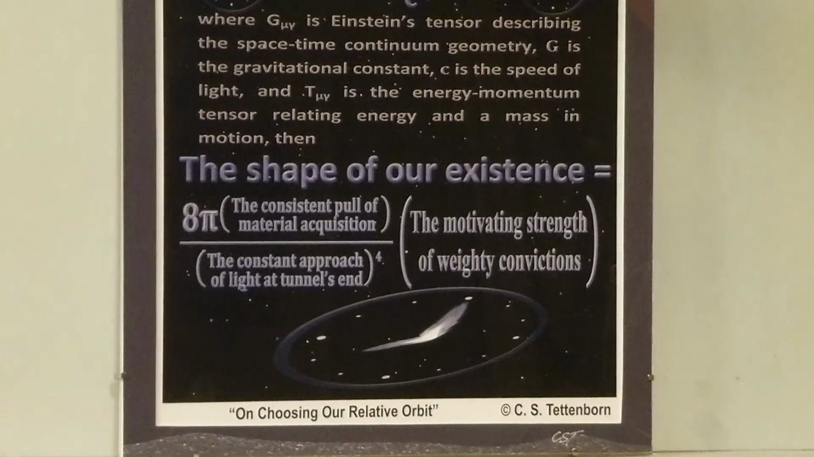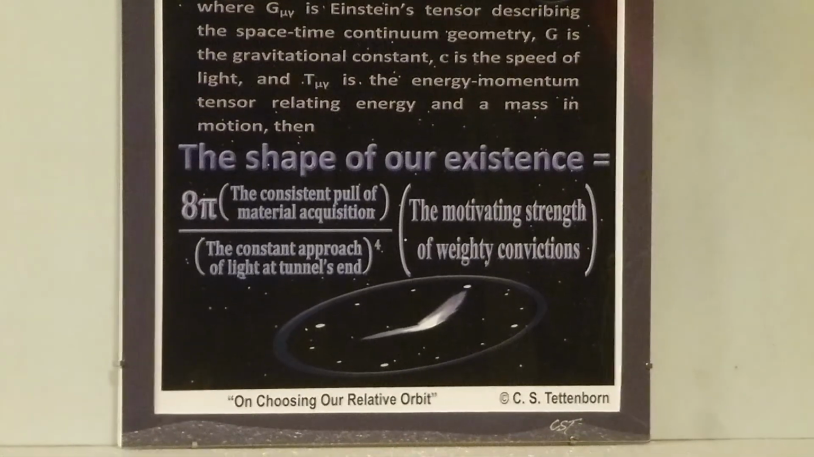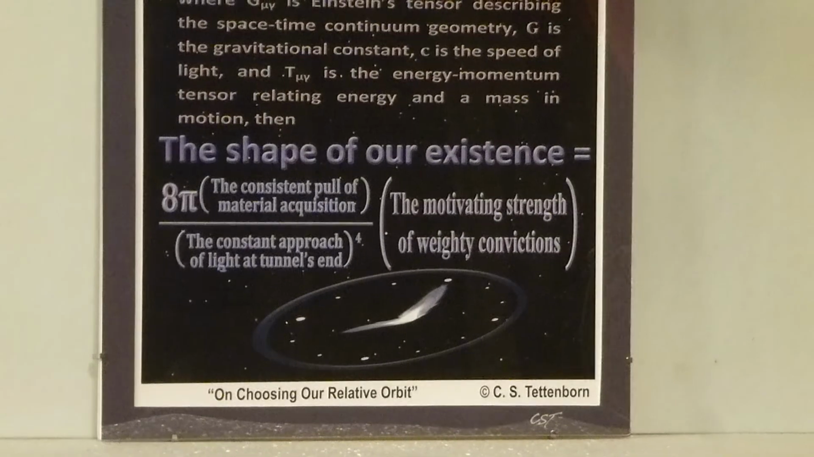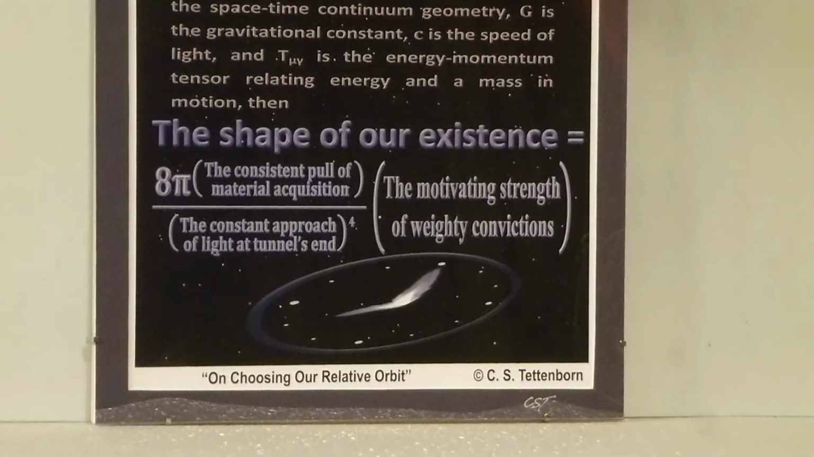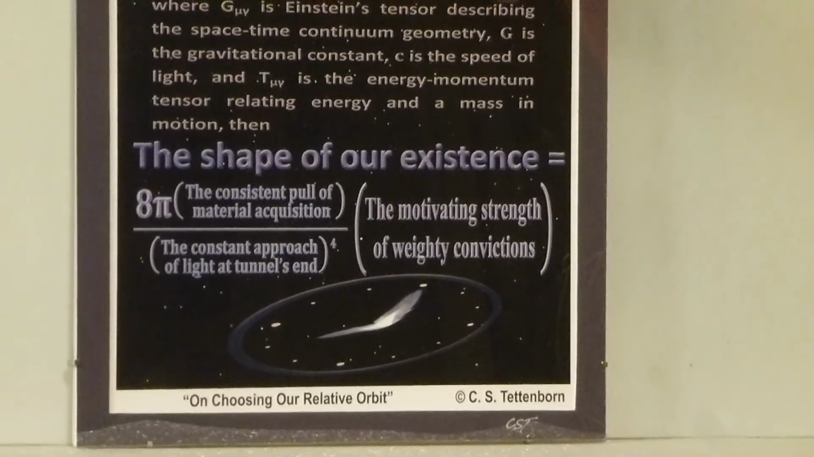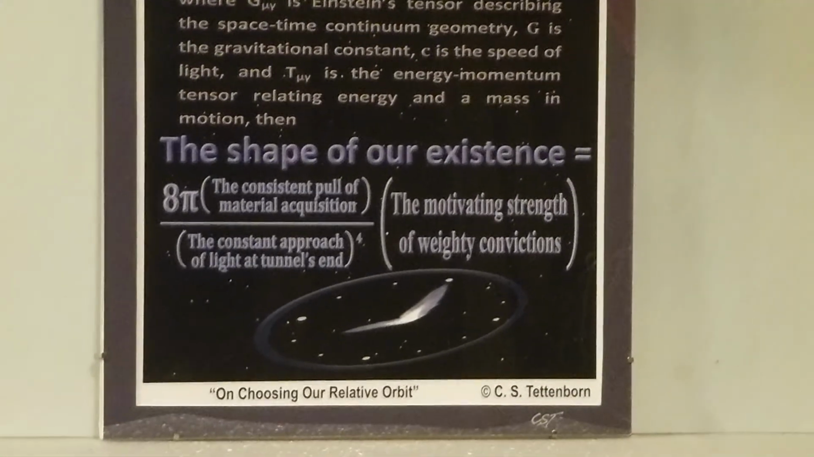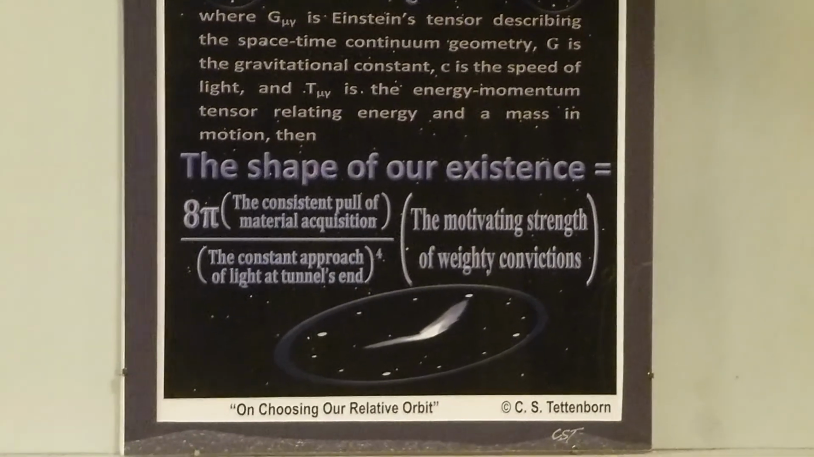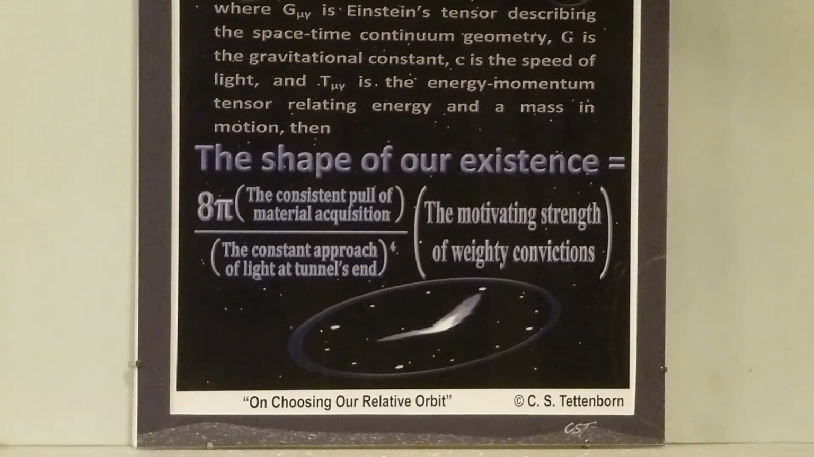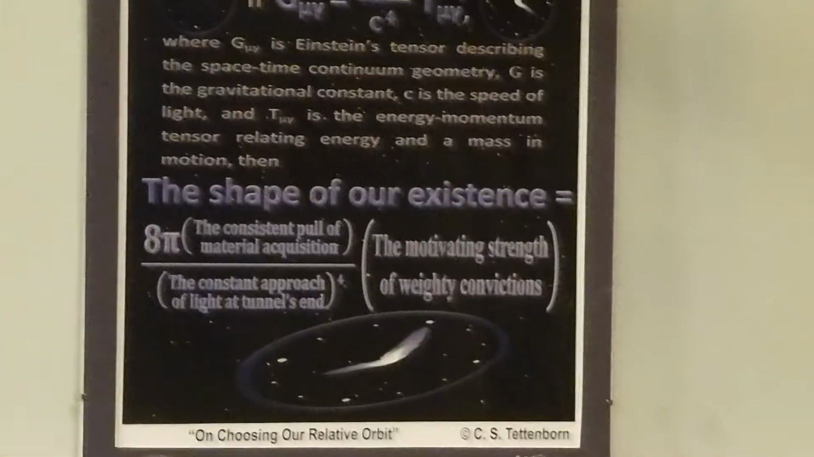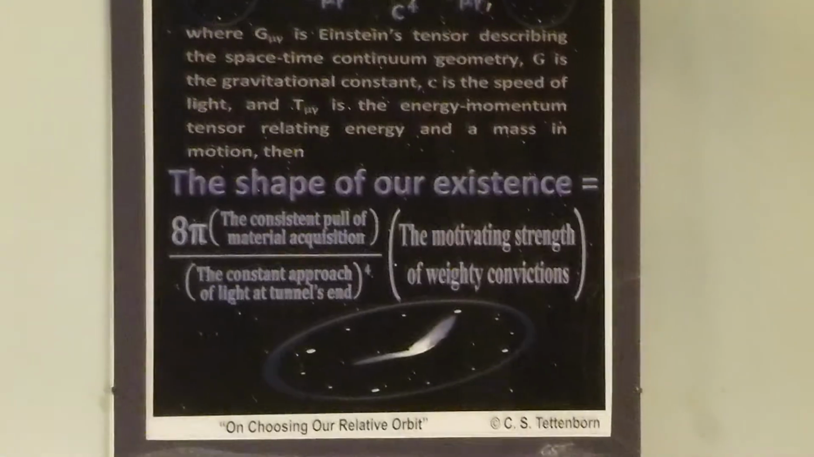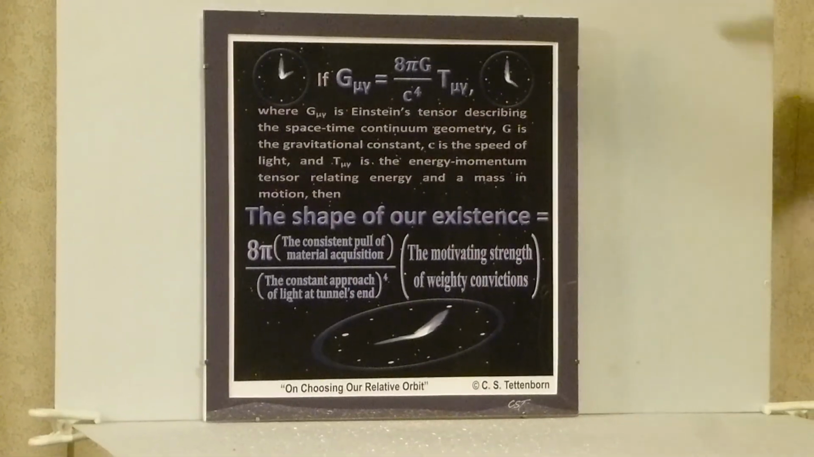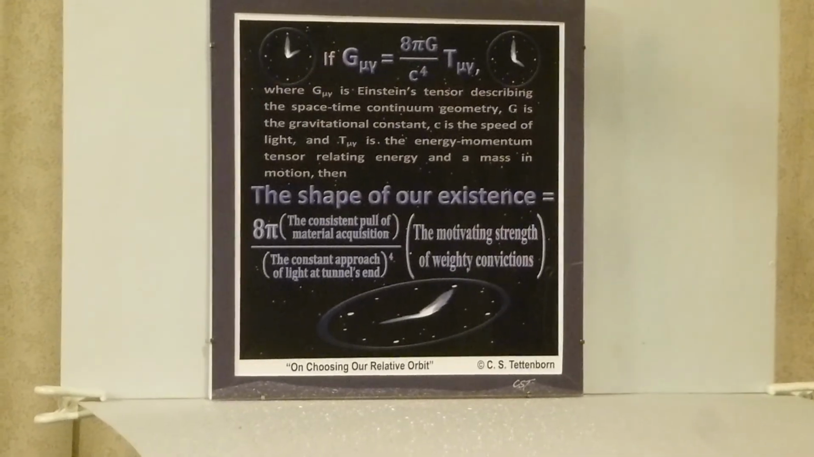of our existence equals 8 pi times the consistent pool of material acquisition divided by the constant approach of light at tunnel's end to the fourth, times the motivating strength of weighty convictions. You can see that each phrase is analogous to the corresponding variable or constant in the equation above.